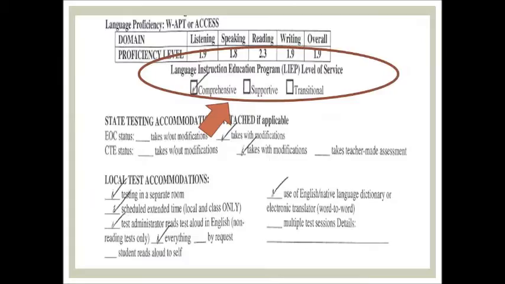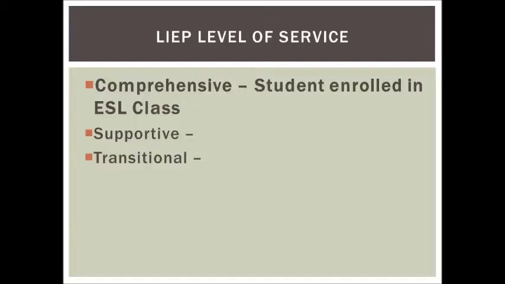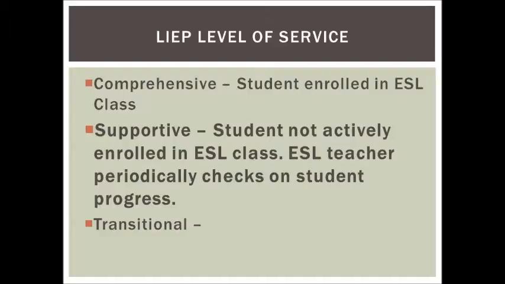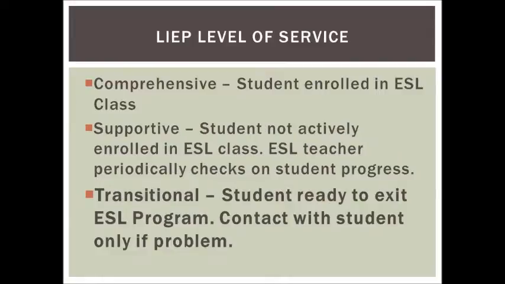You'll notice right beneath that comprehensive, supportive, and transitional boxes. Comprehensive means that the student is enrolled in an ESL class. Supportive means that the ESL teachers are checking in with the students, checking on their progress reports, but not actively enrolling them in an ESL class. And transitional means students who are ready to exit the ESL program. The only reason that we would have contact with those students is if you came to us and said you were having a problem in the classroom.